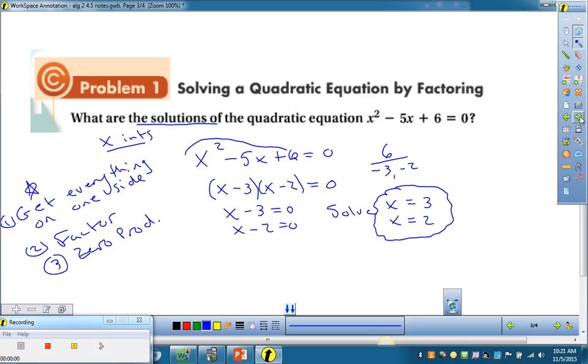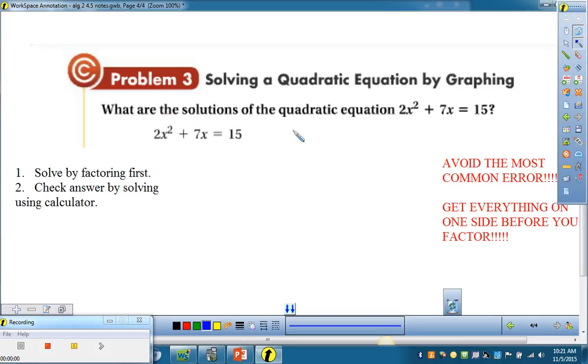Well, make it a little pretty easy. Let's do the next one. So what are the solutions of the quadratic equation 2x squared plus 7x equals 15?